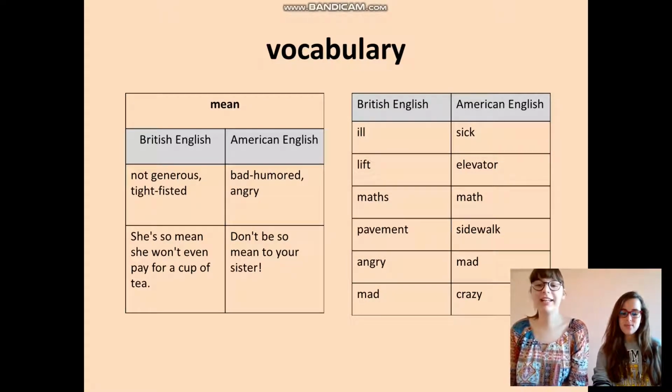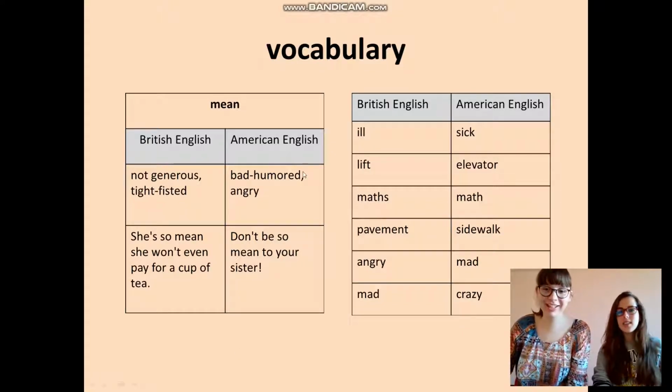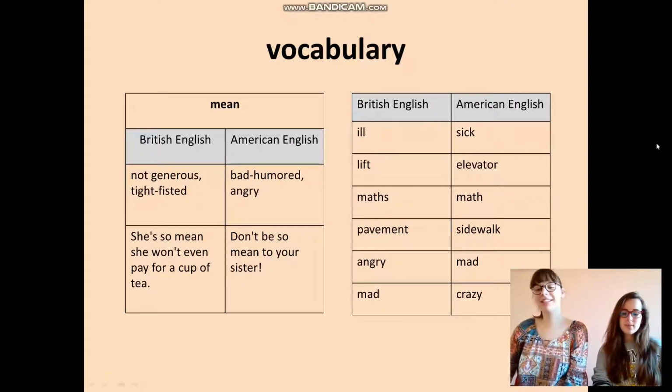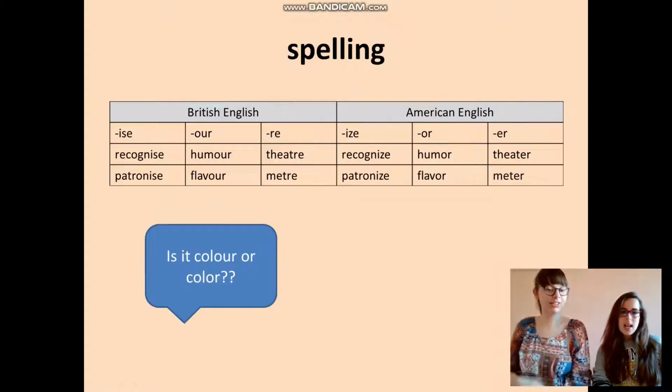And of course, Americans and British people understand each other. Even with these things, they know about them and they understand each other. So, okay, let's continue with spelling.